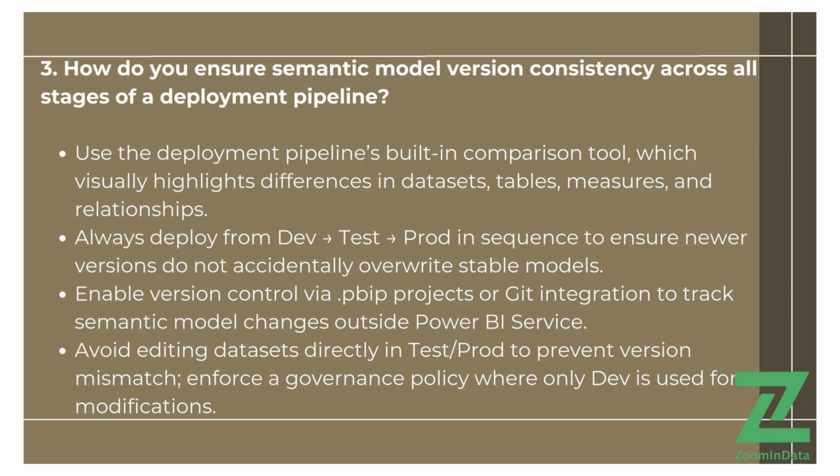Always deploy from dev → test → prod in sequence to ensure newer versions do not accidentally overwrite stable models. Enable version control via PBIP projects or Git integration to track semantic model changes outside Power BI service. Avoid editing datasets directly in test, prod to prevent version mismatch. Enforce a governance policy where only dev is used for modifications.